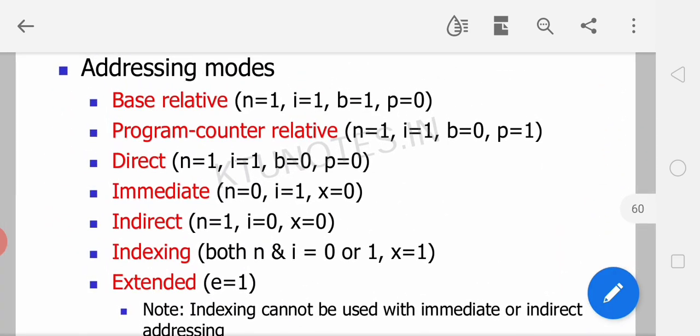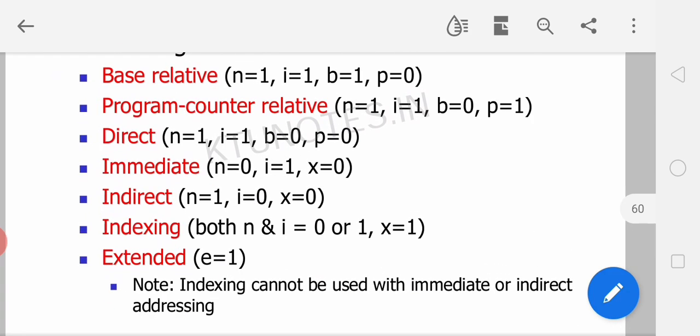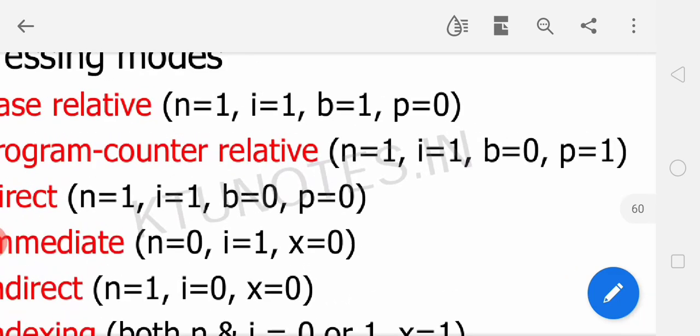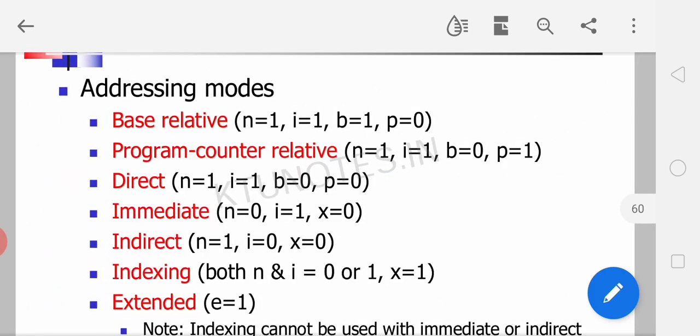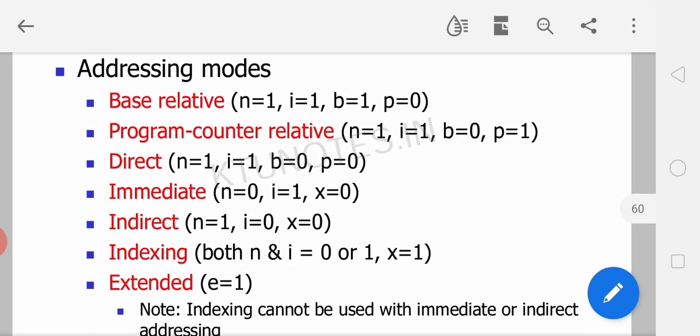At the bottom of this slide you can see that indexing cannot be used with immediate or indirect addressing. That means we cannot use immediate or indirect addressing in order to get values through indexing. N stands for indirect, I stands for immediate. We always set the value of n and i as 1, because in case of immediate and indirect, we may change, because that is the addressing mode. In other cases, indexing cannot be used with indirect or immediate.